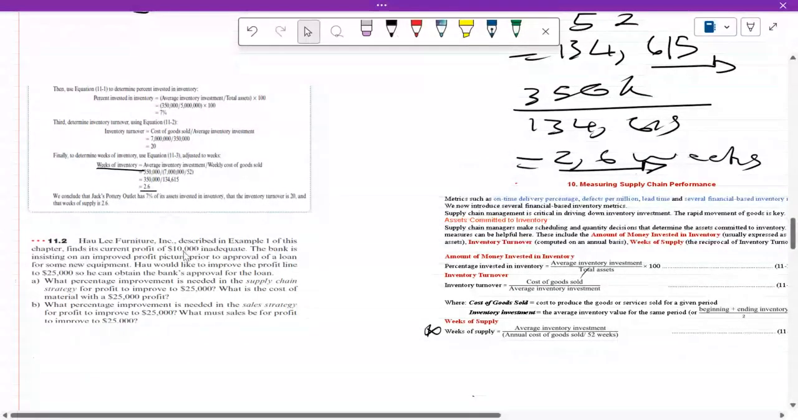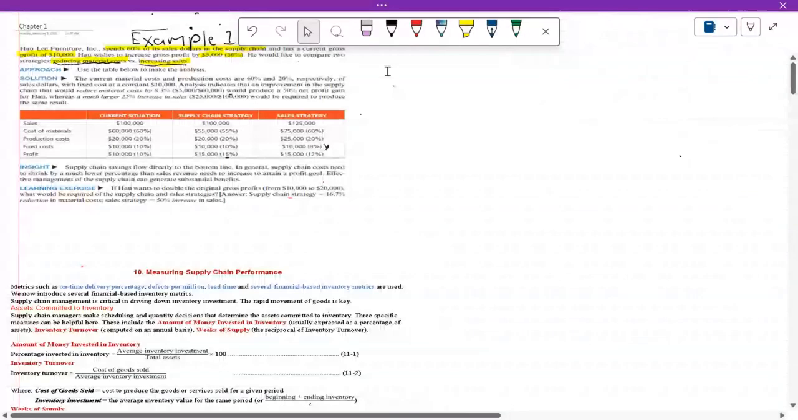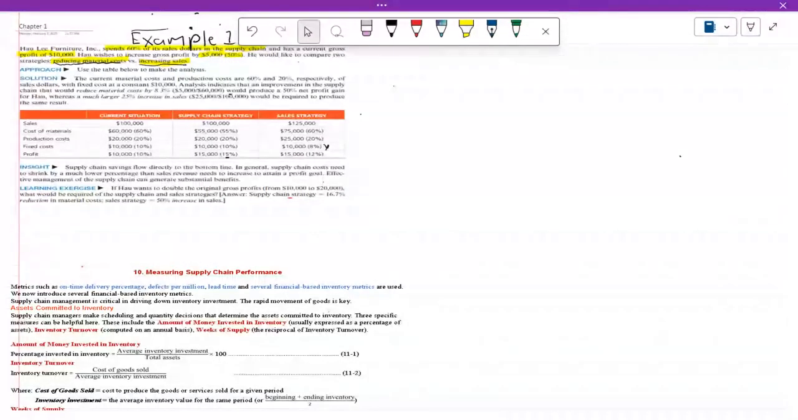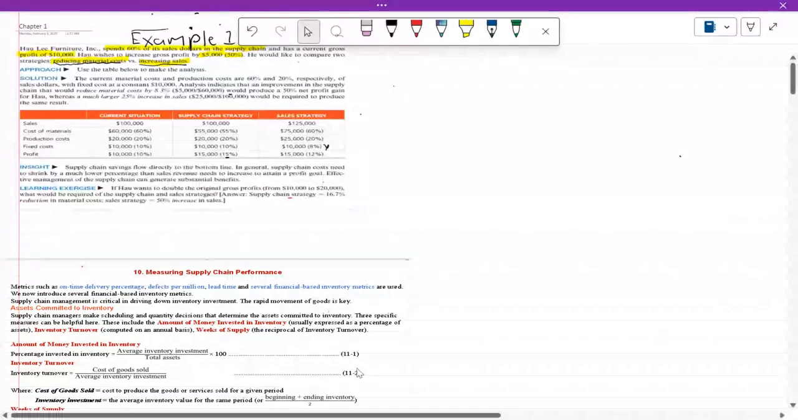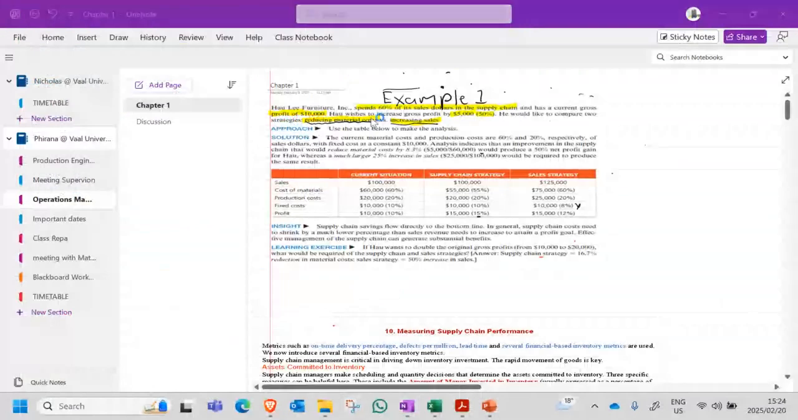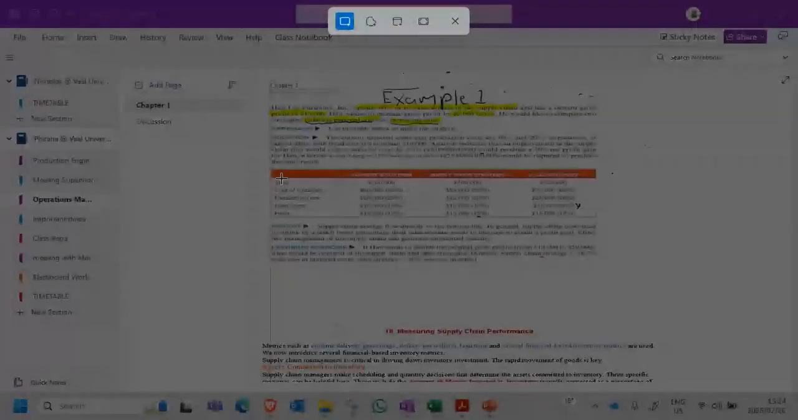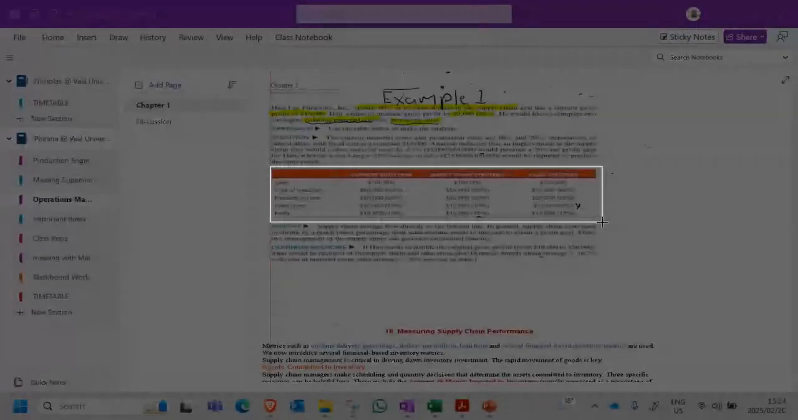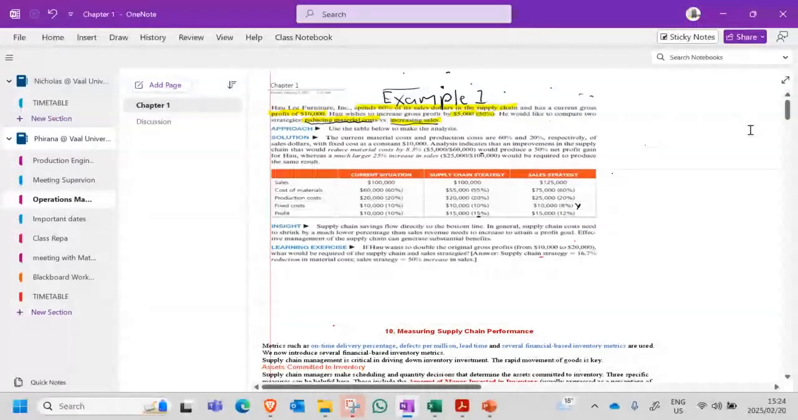Lee Furniture Incorporated, described in example 1. We fly over this example. I can just take a screenshot of it. I believe we need this info here, right? Then go down to my exercises.